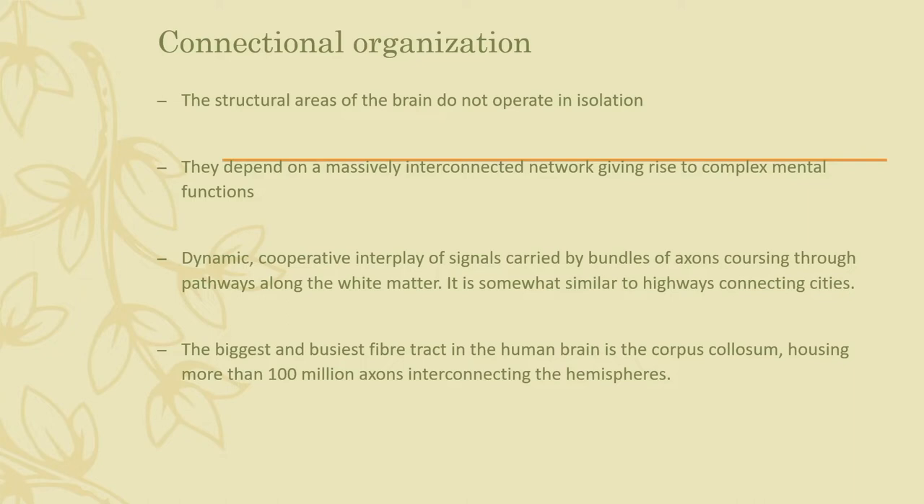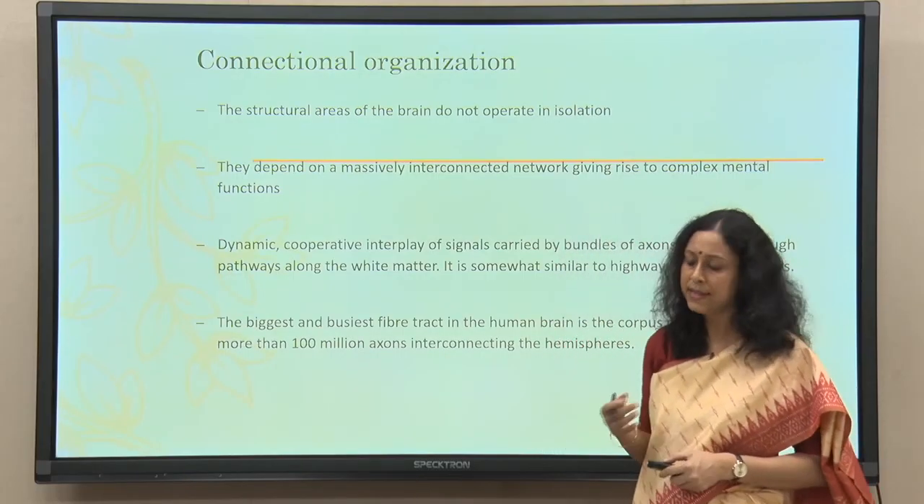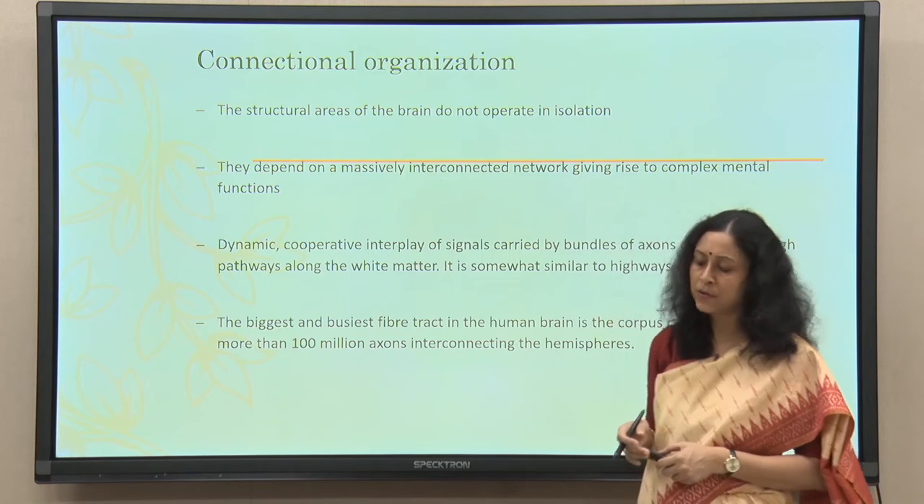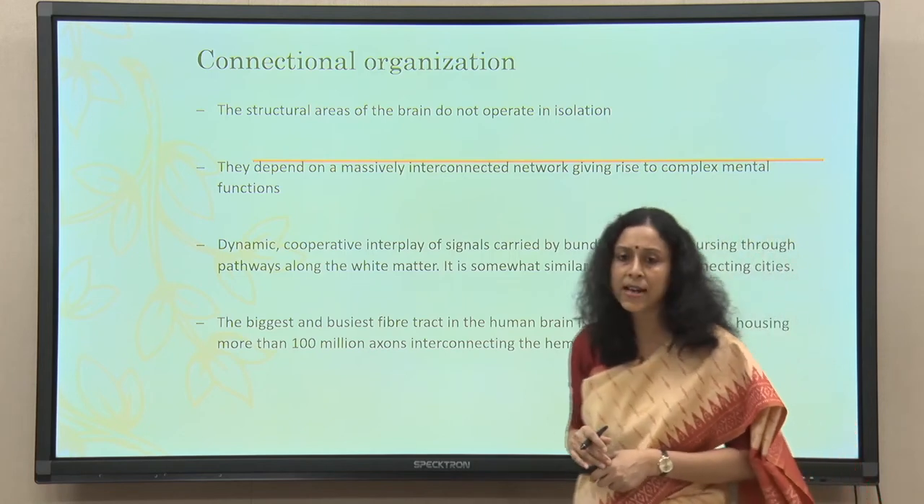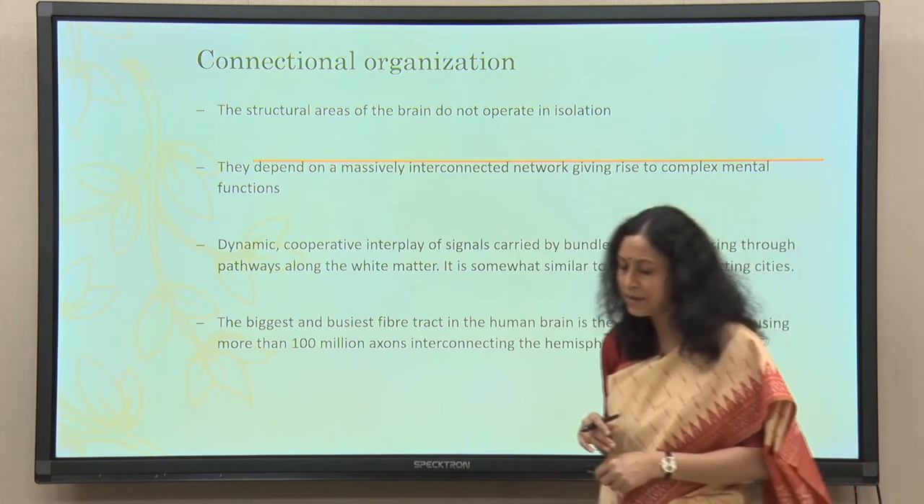So, the dynamic cooperative interplay of signals carried by bundles of axons coursing through pathways along the white matter is basically what this connection depends on. This is kind of a highway in the human brain, and of course, the busiest, most well known pathway, fiber tract so to say, in the human brain is the corpus callosum that connects the hemispheres.